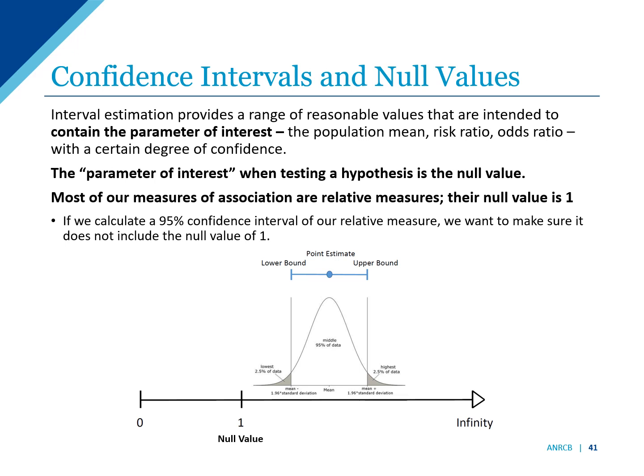Interval estimation provides this range of reasonable values that are intended to contain the parameter of interest, whether that's our mean, risk ratio, or odds ratio, with a certain degree of confidence. The parameter of interest when testing a hypothesis is the null value. And since most of our measures of association are relative measures, their null value is 1. So if we calculate a 95% confidence interval of our relative measure, we want to make sure it does not include the null value of 1.